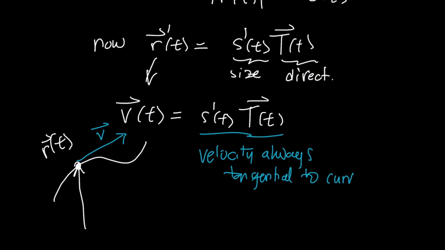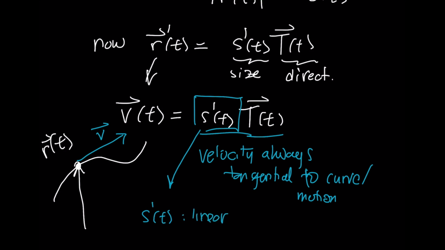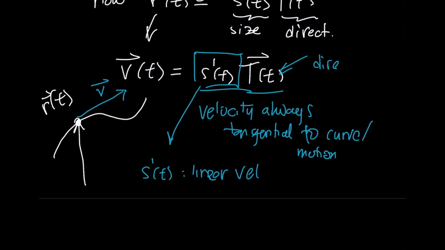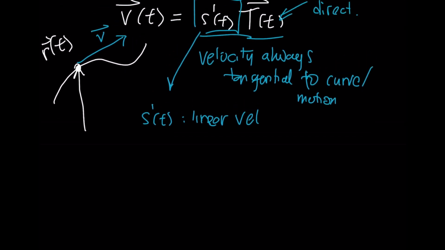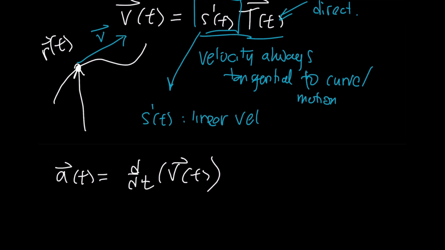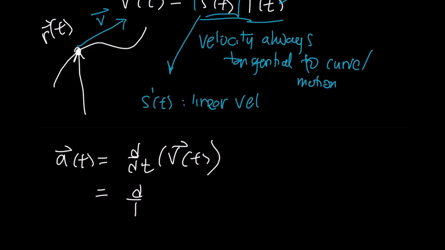This is just another way to see it. The size of the velocity here, you could think of this s prime of t as the linear velocity, the velocity in a straight line or tangential direction, and this just tells us the direction. The acceleration is the derivative of the velocity, and that means it's the derivative of this expression that I just calculated, s prime of t times the unit tangent vector. Remember, the unit tangent vector changes depending on where I am on the curve.